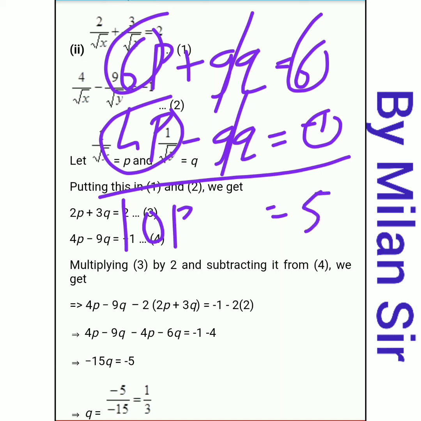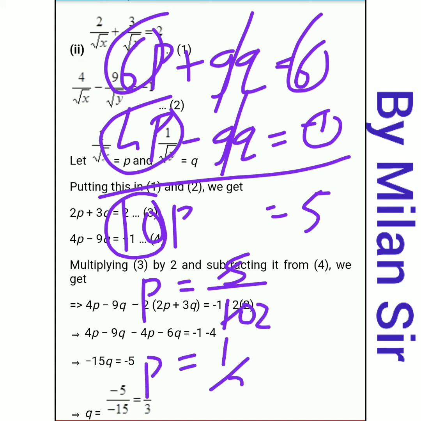Right? Now for finding out p, transfer this 10 to the right hand side. It goes to the division. Right? So 5 by 10, so p is equals to 1 by 2. Okay, p is equals to 1 by 2.